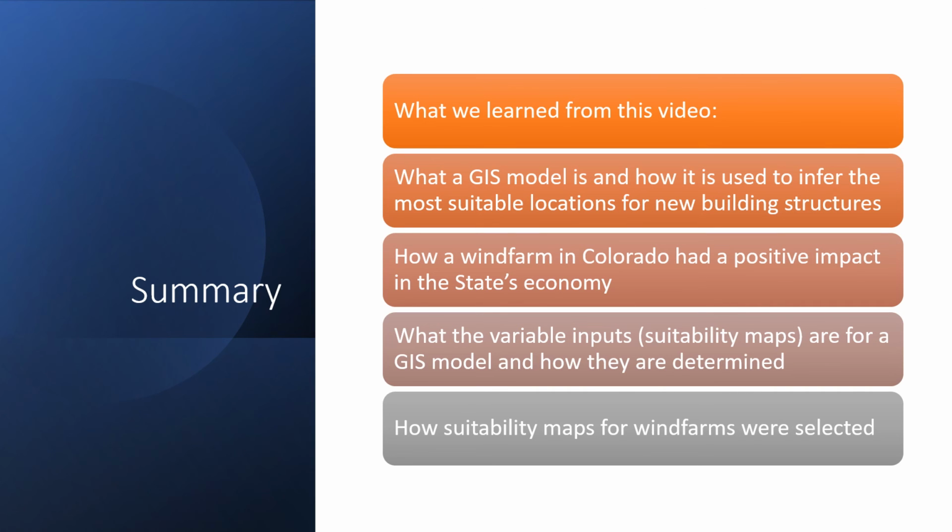We have arrived at the end of the video. So what did we learn from this video? We learned what a GIS model is and how it is used to infer the most suitable locations for new building structures, how a wind farm in Colorado has had a positive impact in the state's economy, what the variable inputs or suitability maps are for a GIS model and how they are determined, and lastly, how suitability maps for wind farms are selected.